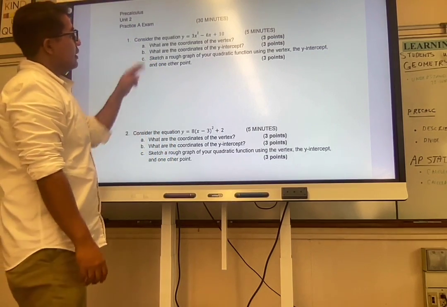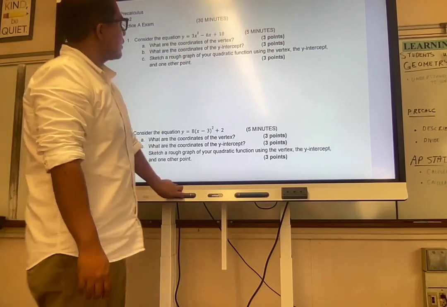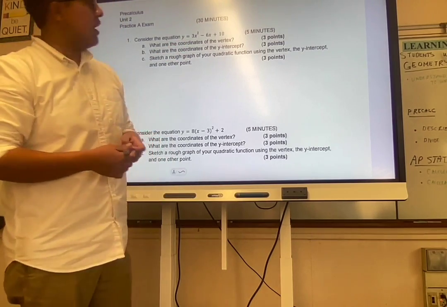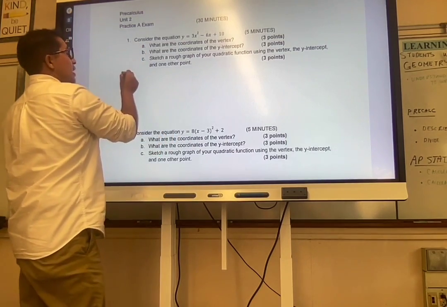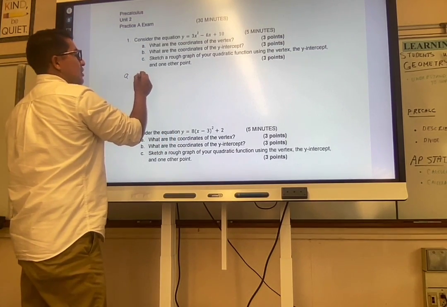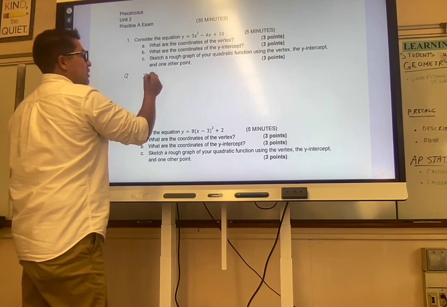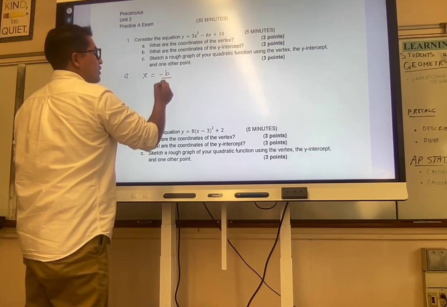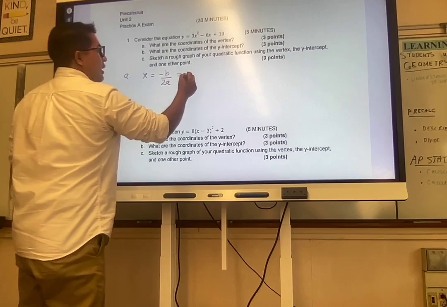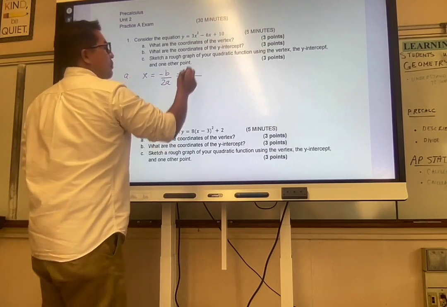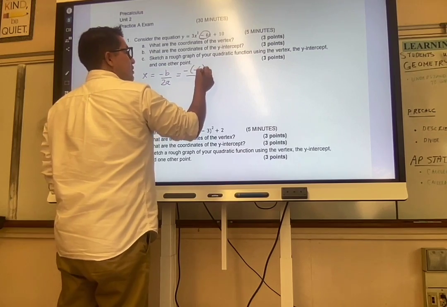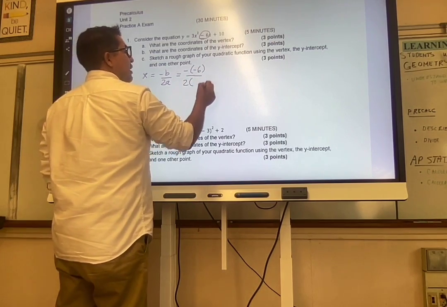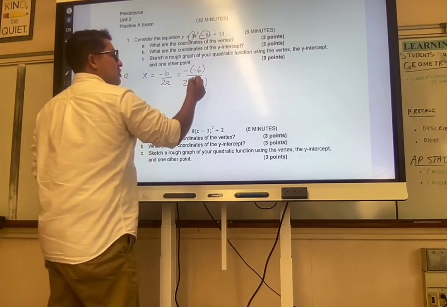So question 1 is, we have y equals 3x squared minus 6x plus 10, and we want to be able to figure out what are the coordinates of the vertex. So for part A, what we do is we do what's called the line of symmetry equation. X equals negative b over 2a, and we fill that in. So the negative b part is talking about, this is b, so we're going to write negative 6, over 2 times a. A is the first number in front of the x squared, so it's times 3.